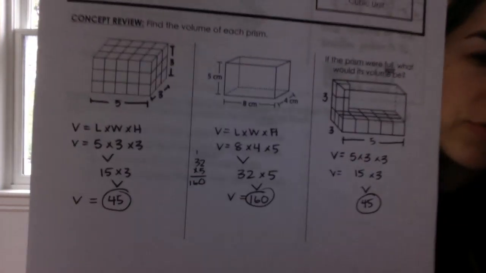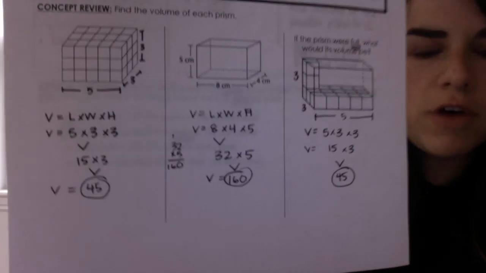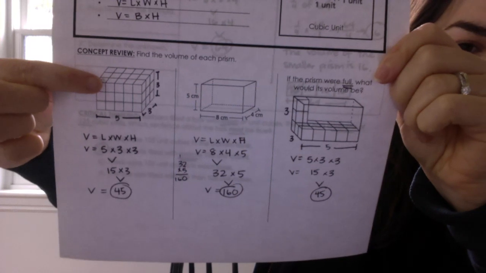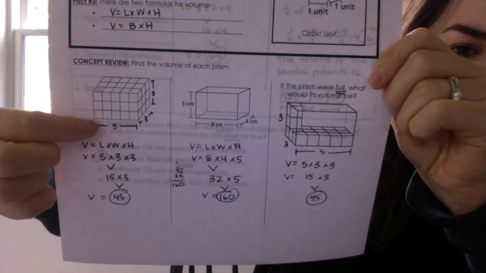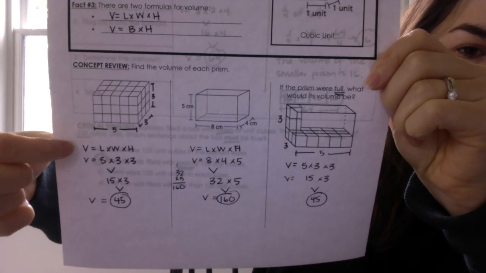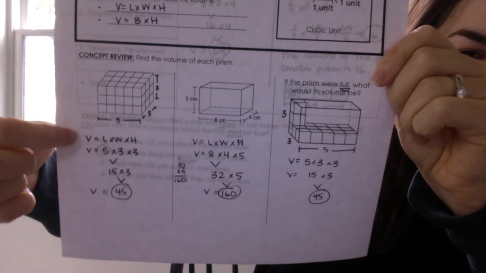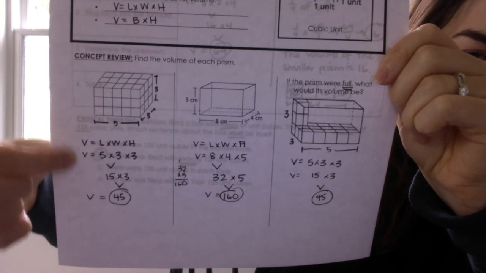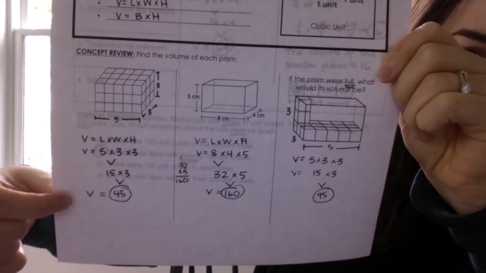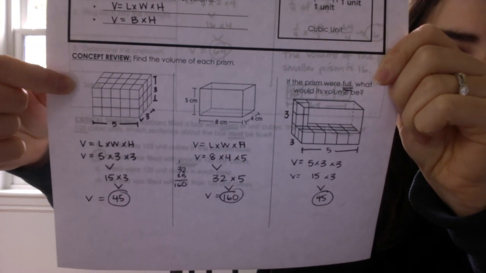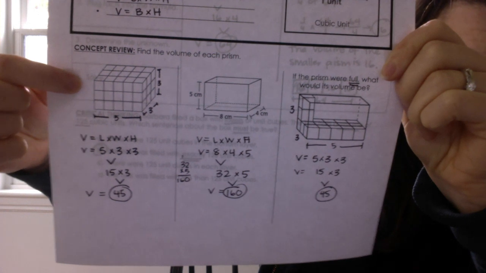So if you look at the concept review, this is just three basic volume problems. The first one shows individual cubes, so I had to manually count them up. I counted that the length is 5, the width is 3, and the height is 3. Then I took the time to write out the formula so that I didn't mix up any of the numbers mentally. So 5 times 3 times 3 gets us 45. So the volume of this prism is 45. That means if I counted all the pieces that fill up this box, it would be 45 of them equally.